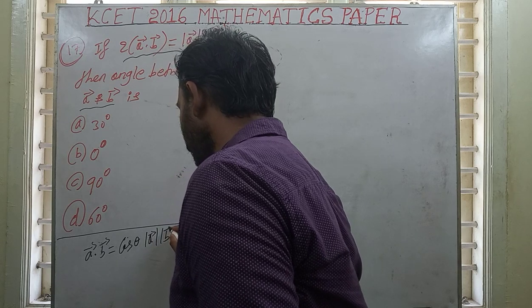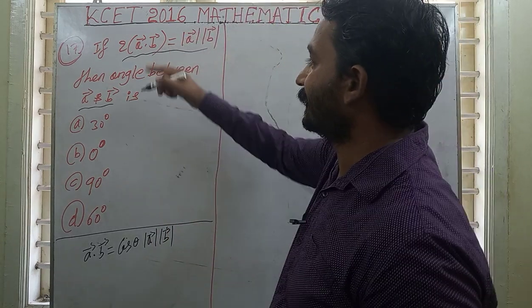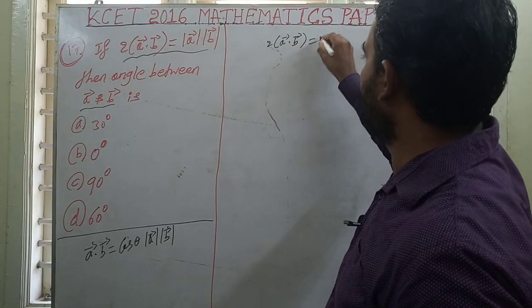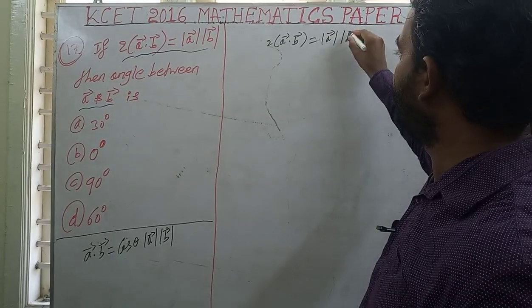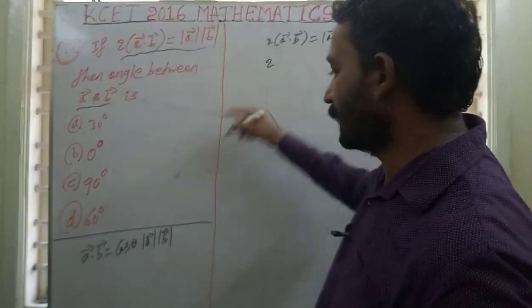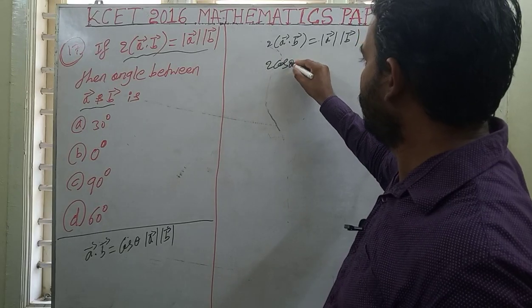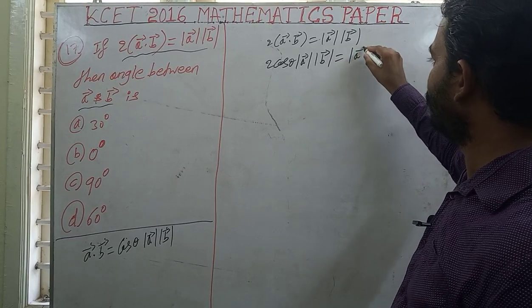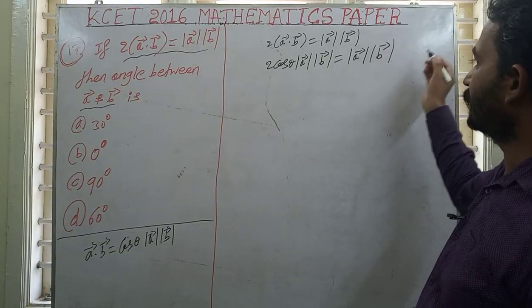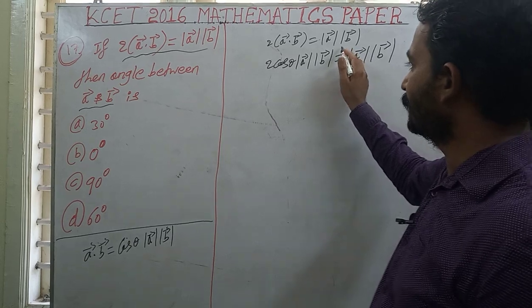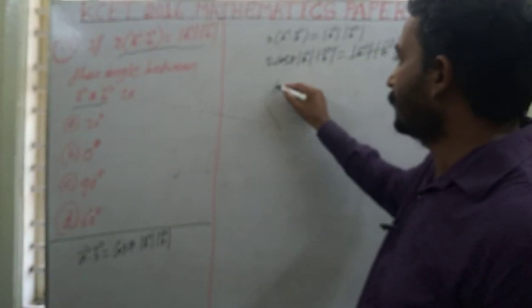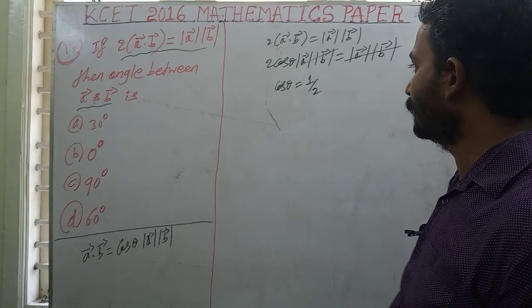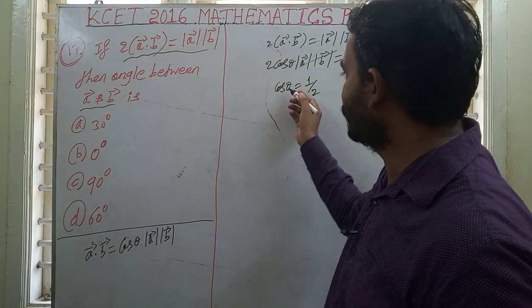So let us take the given condition. In this case 2a dot b is equal to magnitude of a into magnitude of b. 2 as it is, a dot b can be written as cos theta into magnitude of a into magnitude of b. So here on the right hand side, magnitude of a, magnitude of b. Both the right hand side and left hand side have magnitude of a, magnitude of b, which cancel each other. So remaining, it becomes cos theta is equal to 1 by 2. So when cos theta becomes 1 by 2, theta is equal to 60 degree.